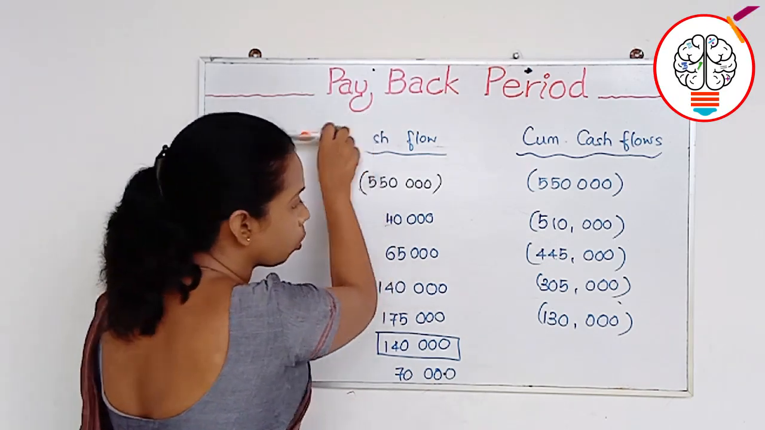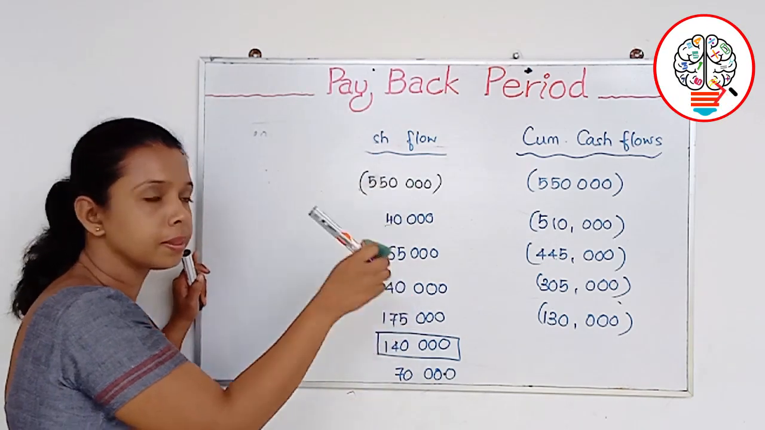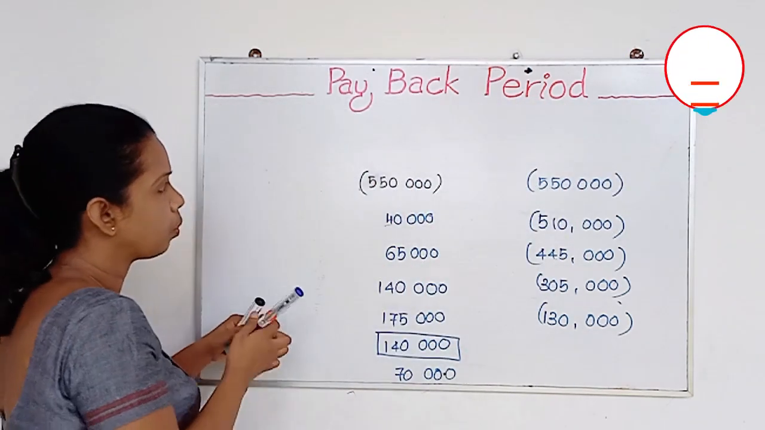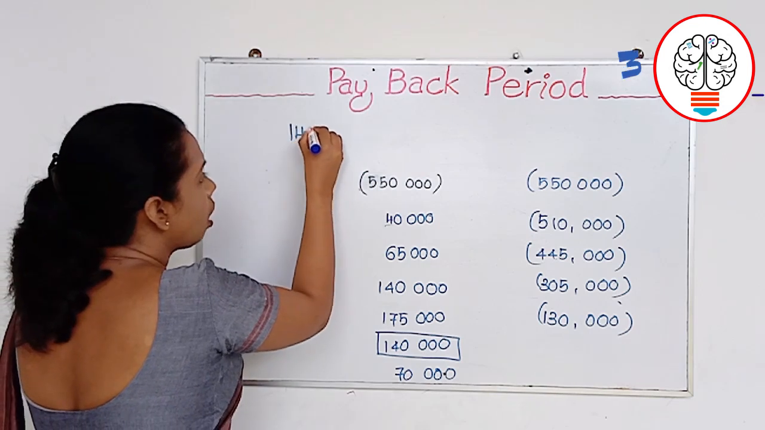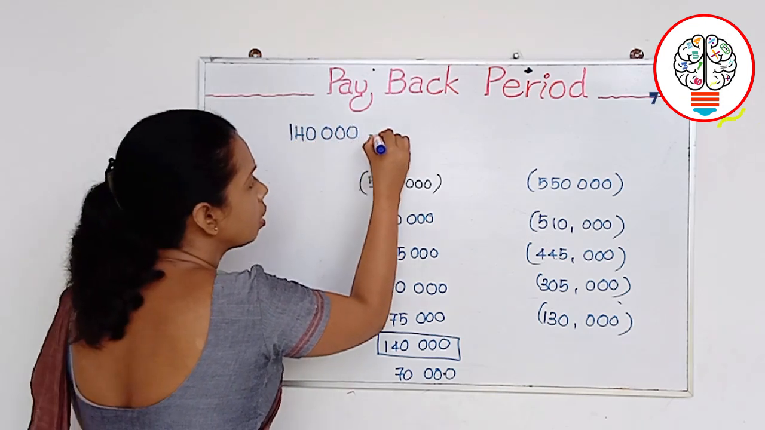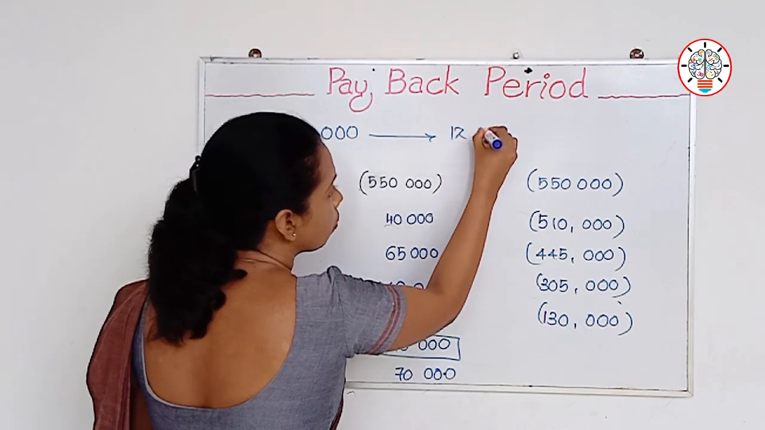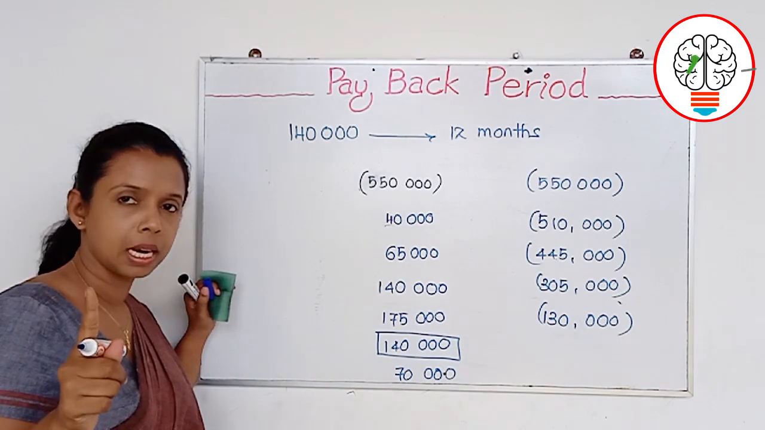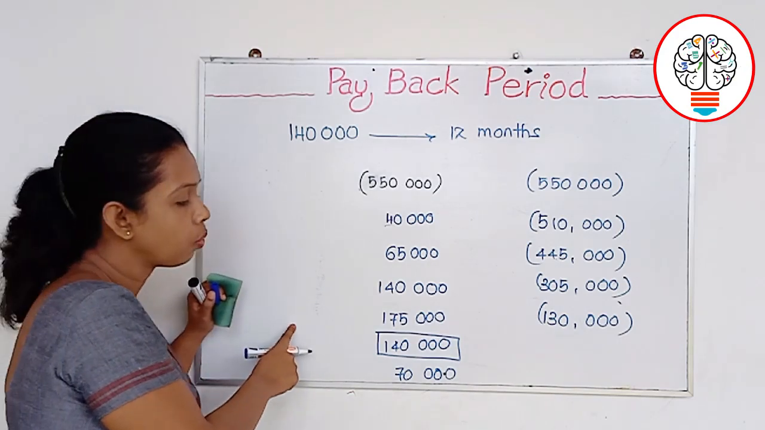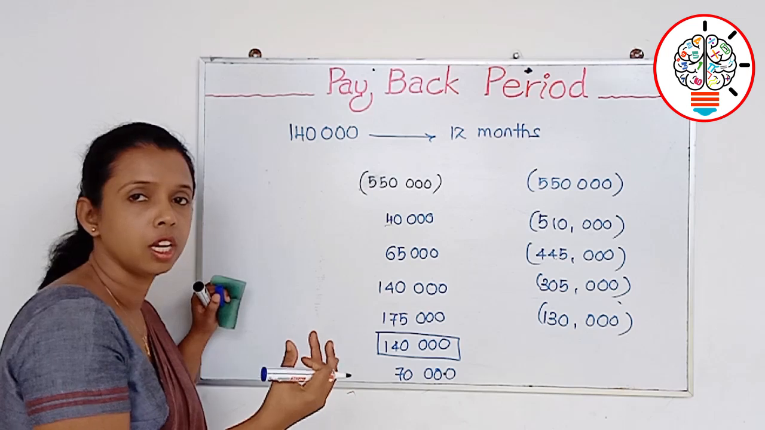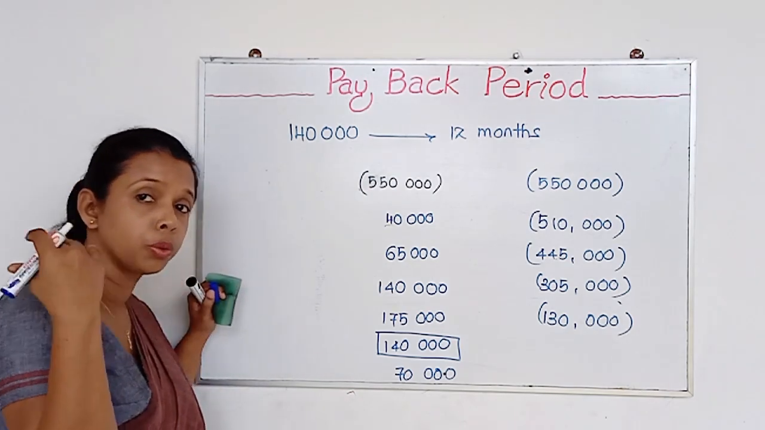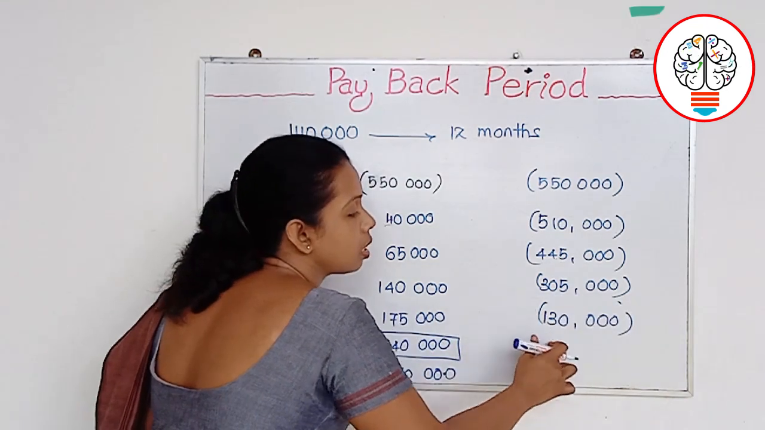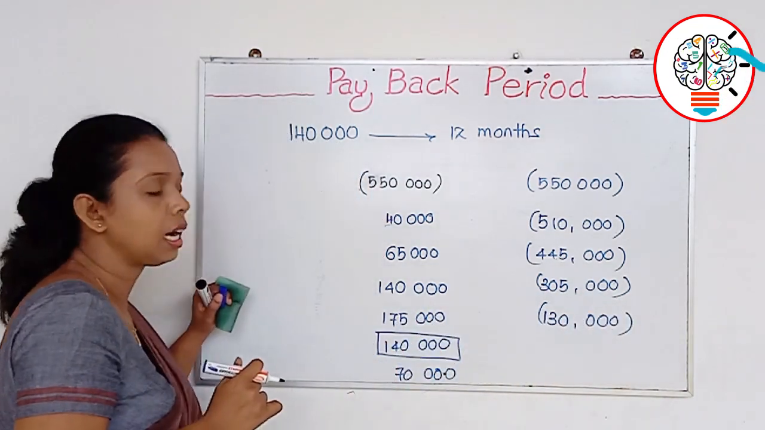I'll erase this. Hope you can copy down this. Look at 140,000, you are going to recover during a year, right? That is 12 months. Now you don't want to have 140 actually. To set off the amount, or to pay back, to receive the amount you invested, you need only 130.